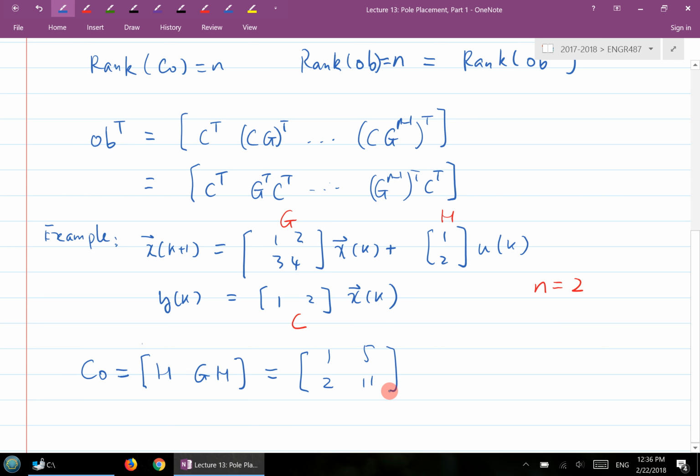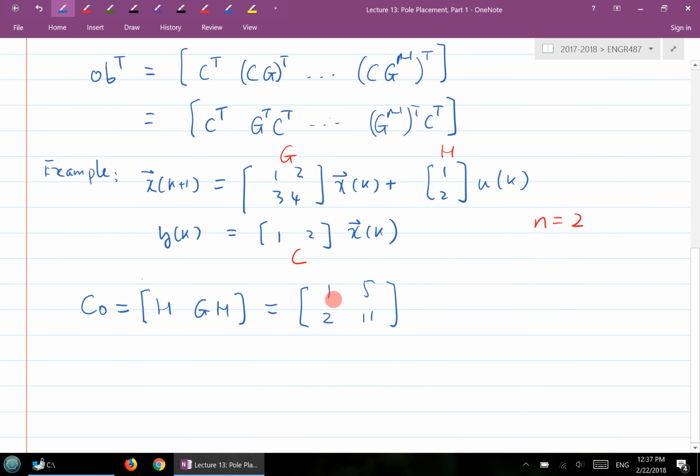And for this matrix, if you use MATLAB to check the determinant, obviously this is not 0, right? 1 times 11 minus 5 times 2 ends up as 1. So the determinant is 1, which means the rank is how much? 2, right? So it is full rank. And then you look at the OB matrix.